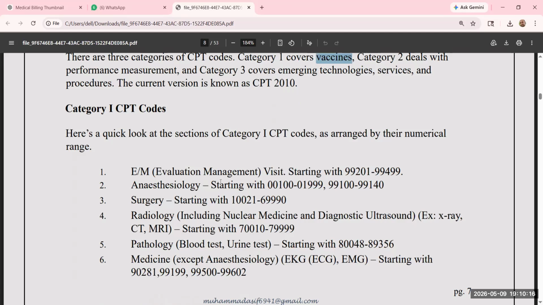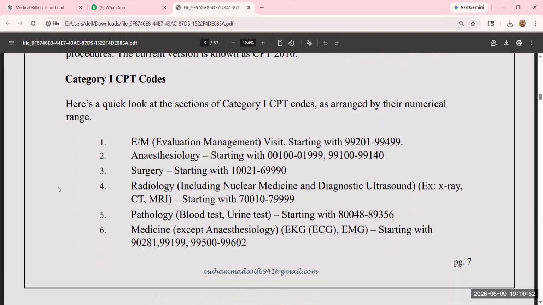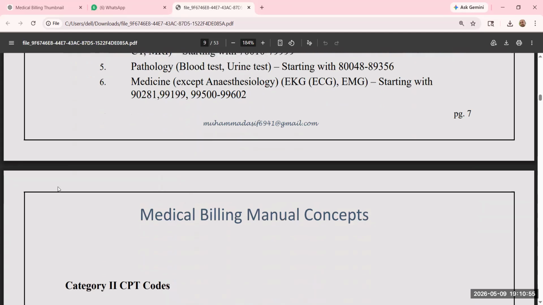For the E&M purpose, we have CPT codes. Anesthesia, surgery, radiology, including nuclear medicine or diagnostic ultrasound, X-rays, or CT, MRI, starting 70010 to 79999. Pathology, blood test, urine test, starting in the 8 series, 80047 to 89398. Medicine, excepting anesthesiology, EKG or ECG, EMG, starting with 90281 to 99199 or 99500 to 99607. These are the code ranges of CPT. No need to remember, but you should have an idea which kind of codes are mainly used.